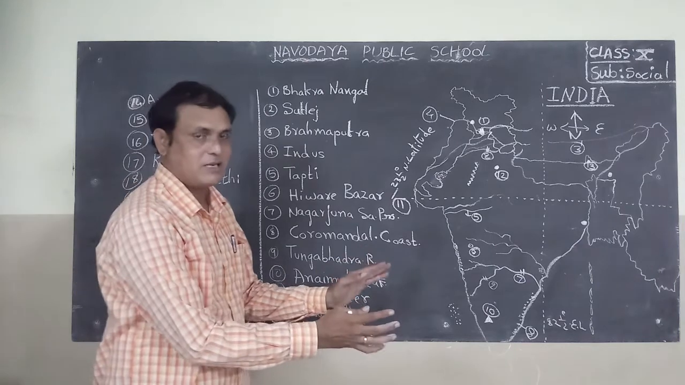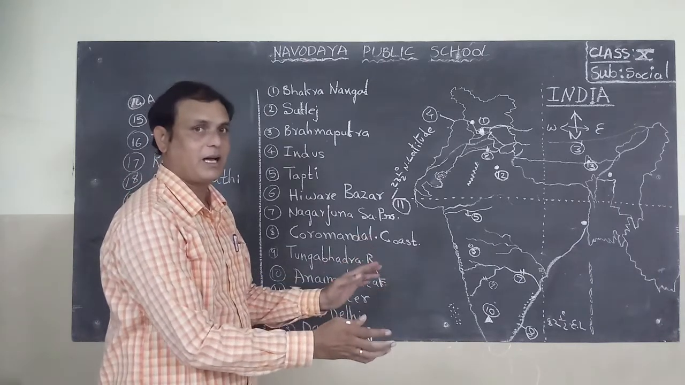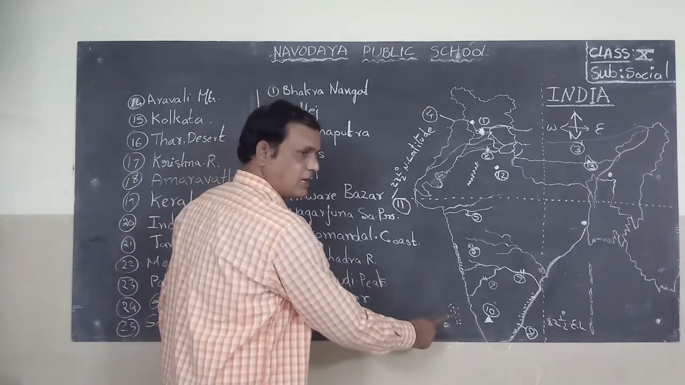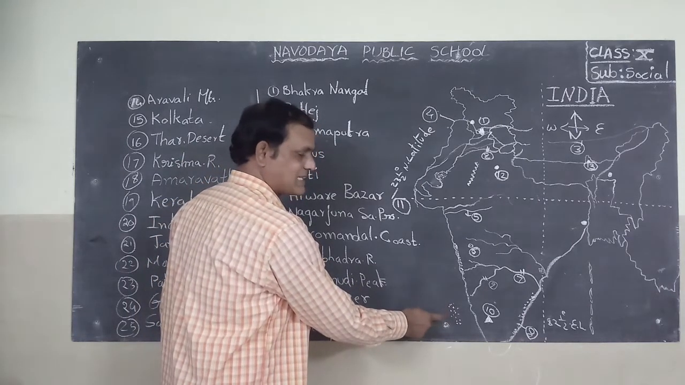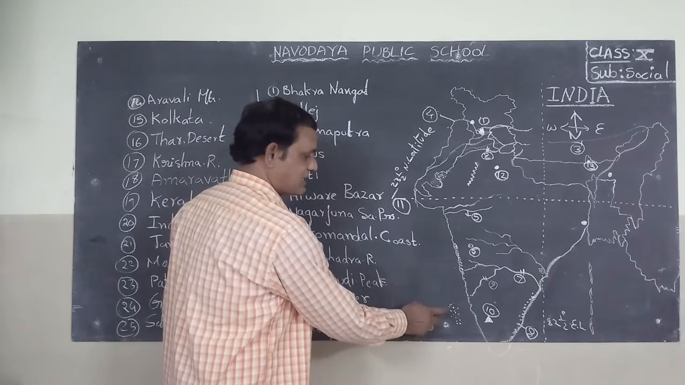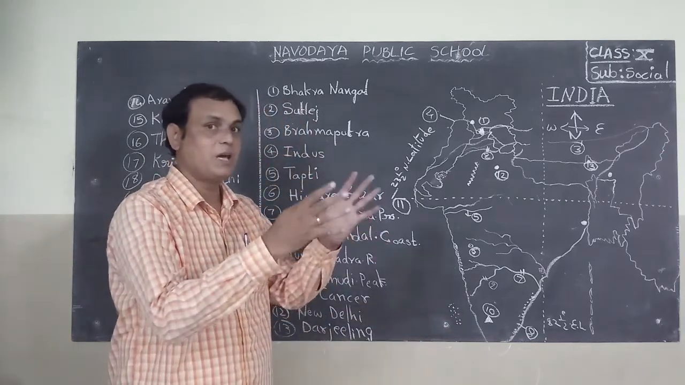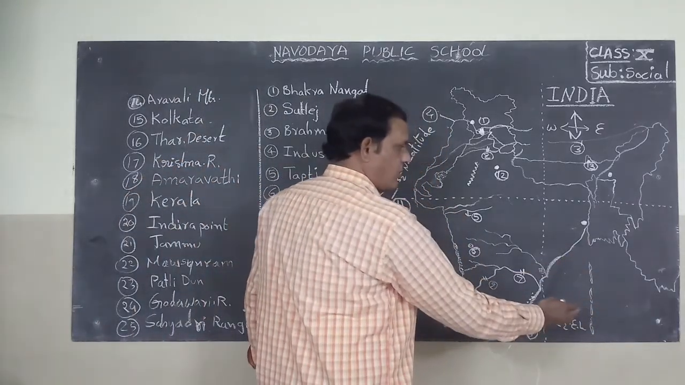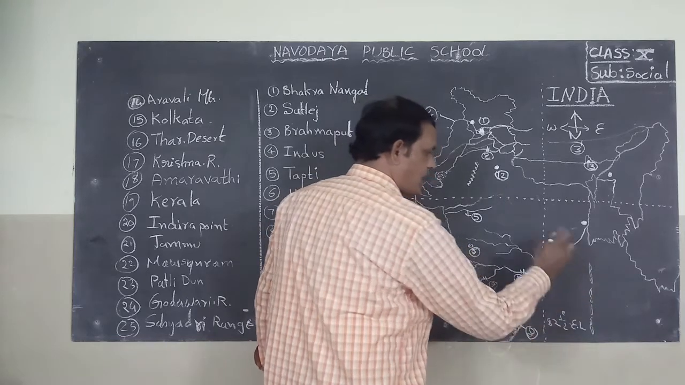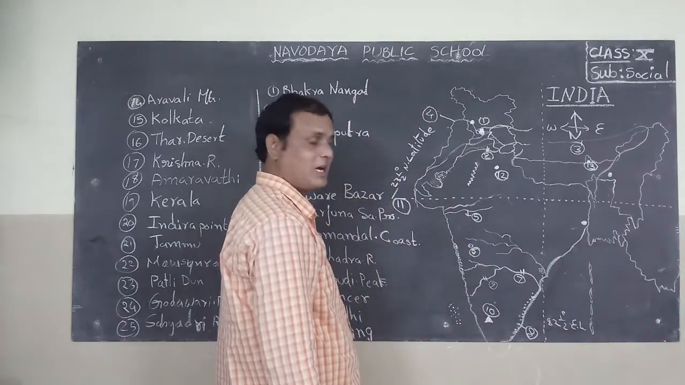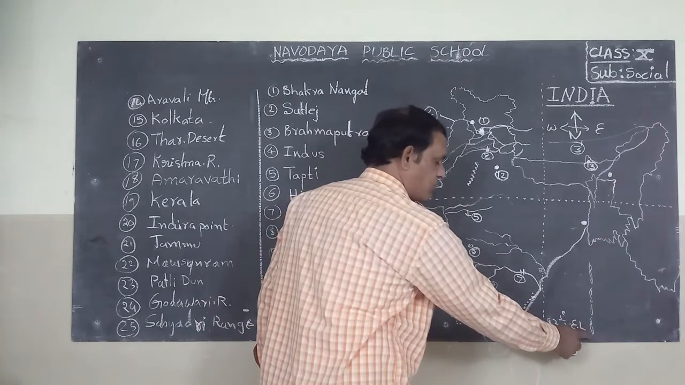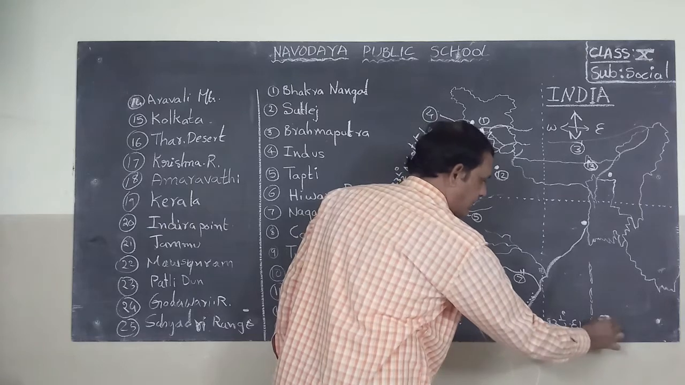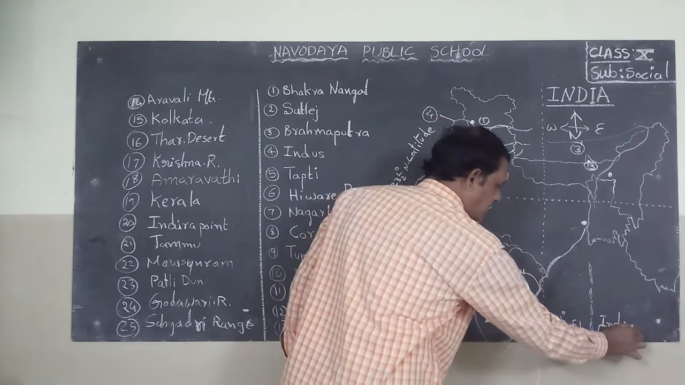What are the islands in Arabian Sea? Look, this is Arabian Sea. What are the islands there in Arabian Sea? Lakshadweep. What are the islands in Bay of Bengal? This is the Bay of Bengal. Islands are Andaman and Nicobar Islands. What is the southern tip of Andaman Nicobar Islands? This is Indira Point.